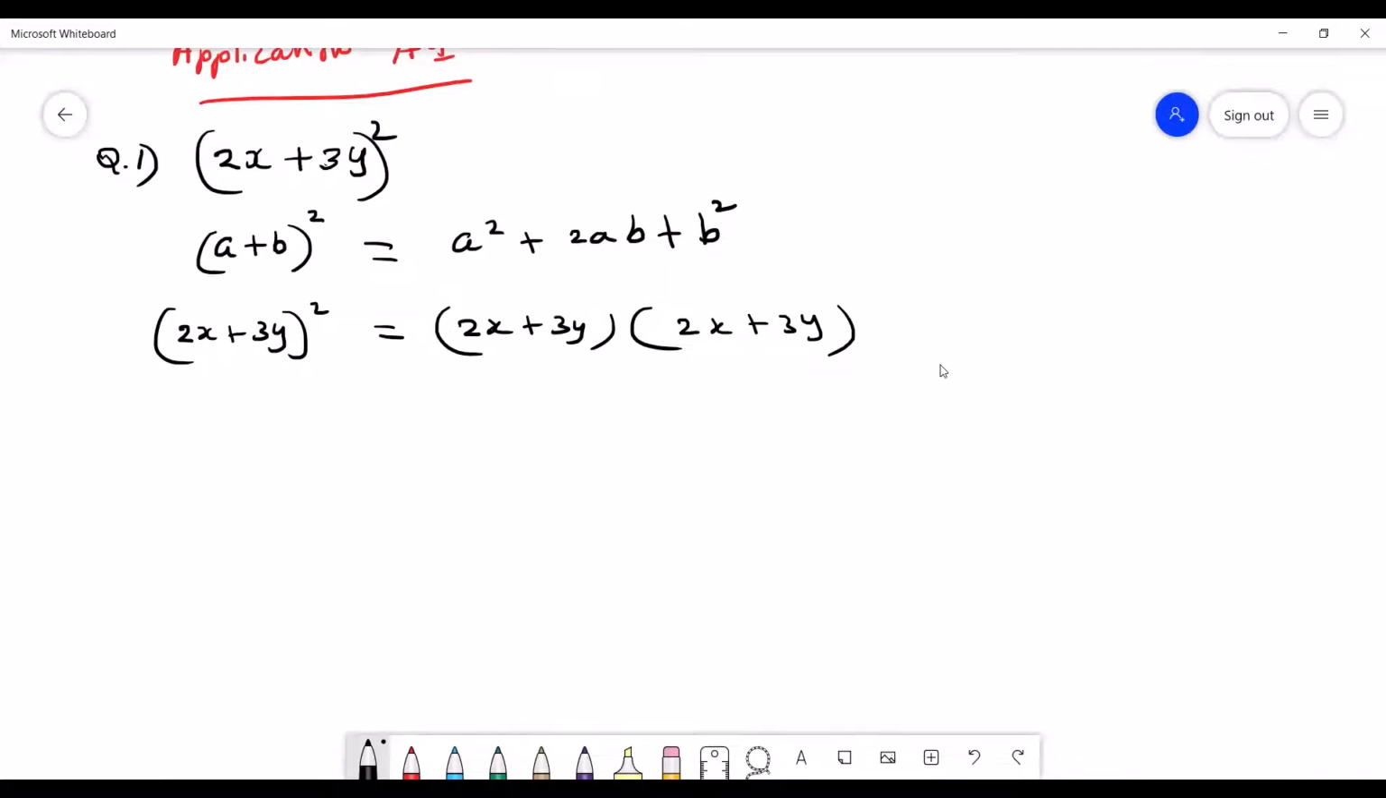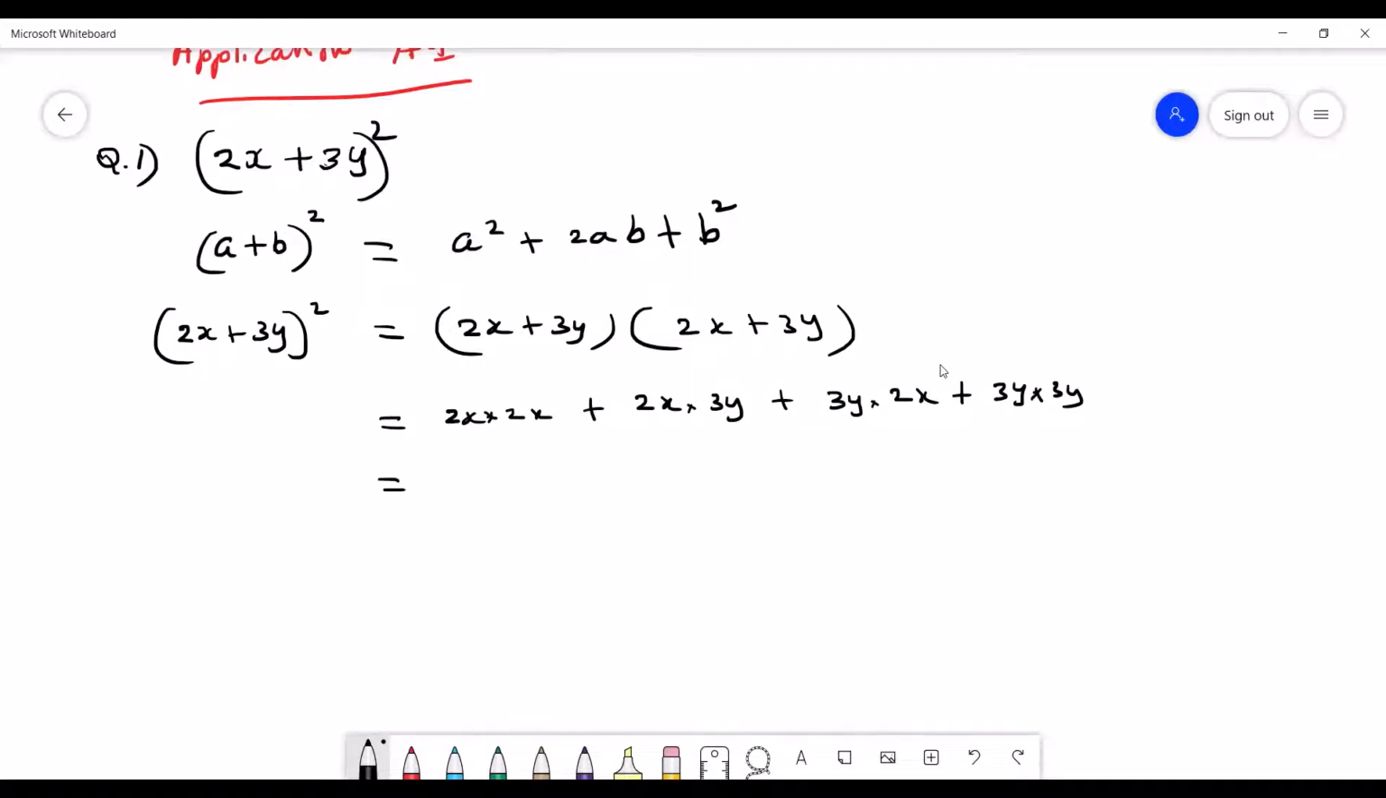So we have to multiply first 2x and 2x plus 3y. So 2x into 2x, plus we will get 2x into 3y. Then plus 3y into 2x, plus 3y into 3y.